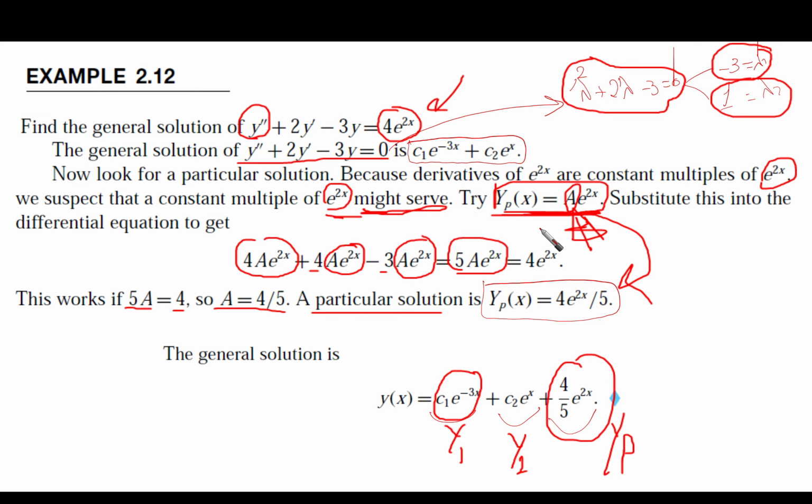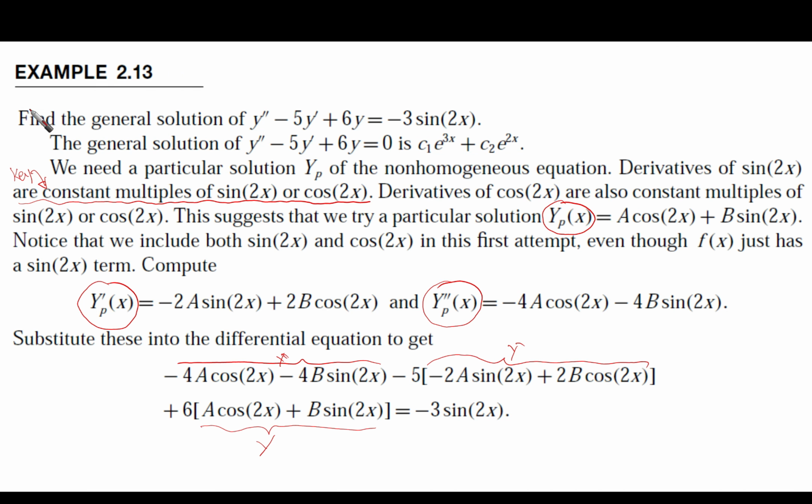Okay, let's go to another type. Find the general solution of y double prime minus 5y prime plus 6y equals, this is f of x here. It is not polynomial, it is not exponential, but it is sinusoidal. It is sine or cosine, for example. Minus 3 sine 2x. So this is the third type of f of x that we are going to deal with, a sinusoidal equation.